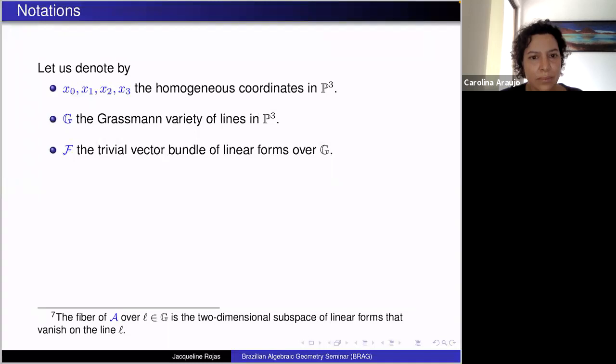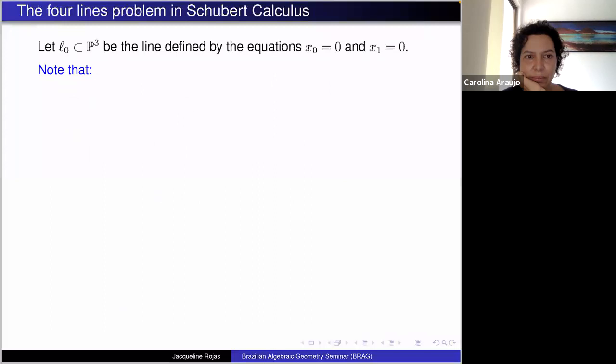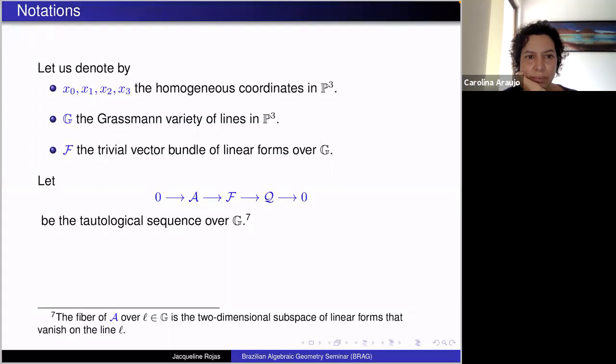Well, let us denote by F0, F1, F2, and F3 the homogeneous coordinates in P3, and let G be the Grassmann variety of lines in P3. And F will be the trivial bundle with fiber the linear forms. We are going to consider the tautological sequence over G, where the fiber of I over L, L a line in G, is actually the two linear forms in the ideal of L. And Q is the quotient, F modulo this subbundle.